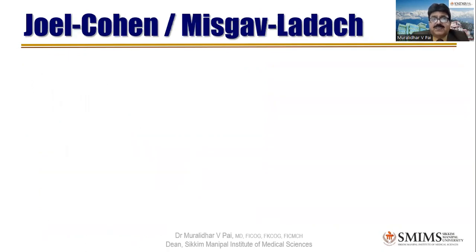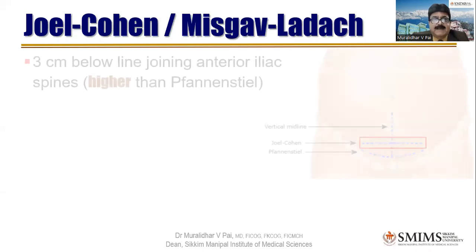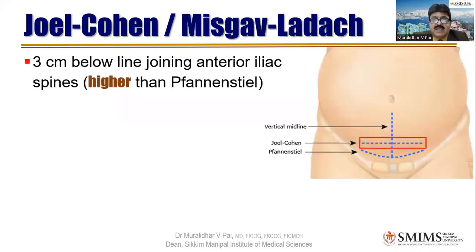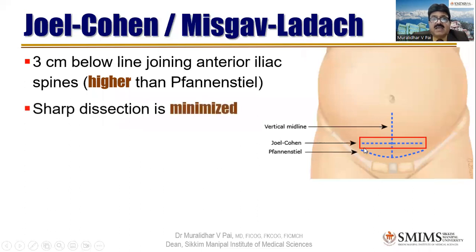The Joel Cohen incision has been slightly modified and used in Misgav Ladach Hospital in Israel, and that has now been popularly called the Misgav Ladach technique. As I said, this incision is 3 centimeters below the line joining the anterior iliac spines, but higher than the Pfannenstiel incision, what is given in the red box. The sharp dissection is minimized. That is the Misgav Ladach modification of this incision.